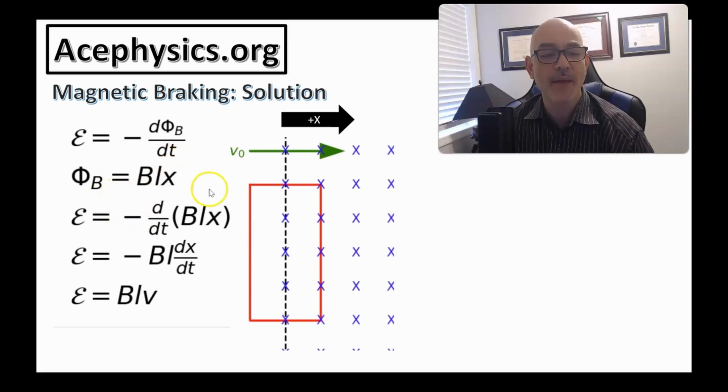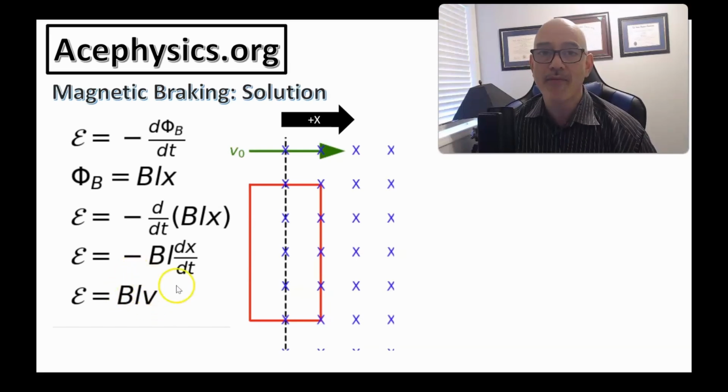EMF is negative the time derivative of flux. B is a constant, L is a constant, X changes with time. X is this distance, and the loop is moving to the right, so X is changing with time. The EMF is equal to negative BL dx/dt. dx/dt is velocity, therefore the magnitude of the EMF is BLv.